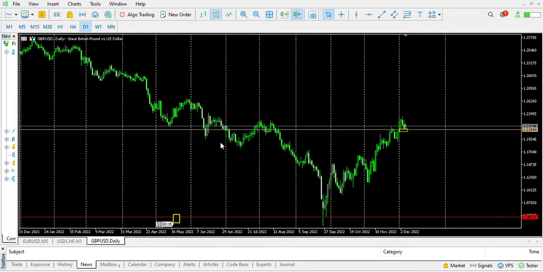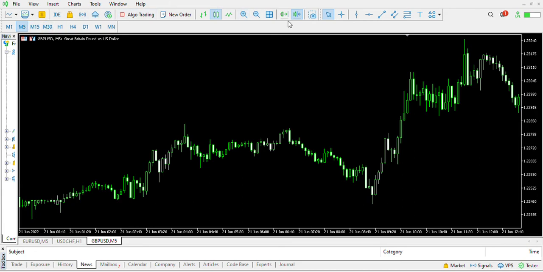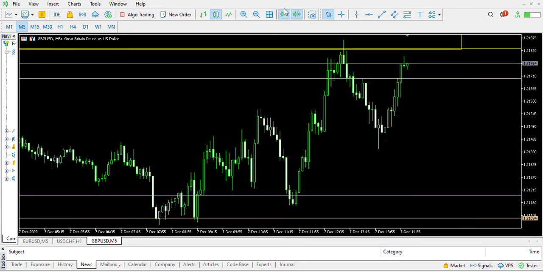Once you read it, it's then about finding an entry or exit, which is what you need to work on in the future, and it's something I need to work on as well. So I'm going to be working on that.